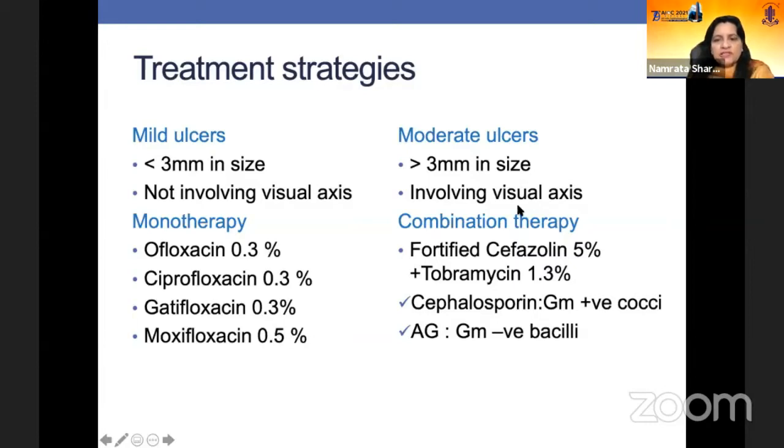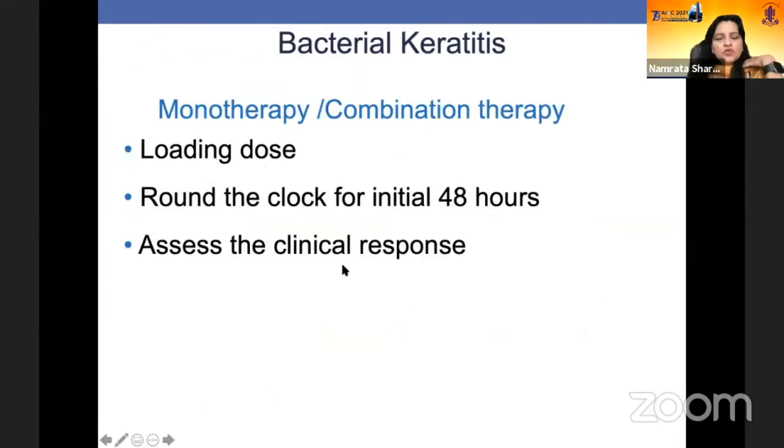But if it is a moderate ulcer more than 3 millimeters in size involving the visual axis, then combination therapy has to be given, which is fortified cefazolin with tobramycin 1.3%, which should cover both the organisms, that is the gram-positive cocci and the gram-negative bacilli. So a loading dose of monotherapy or combination therapy should be given round the clock for the initial 48 hours. And then you have to assess the clinical response in case of bacterial keratitis after 48 hours.